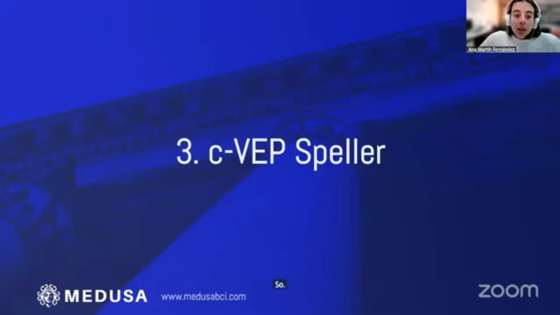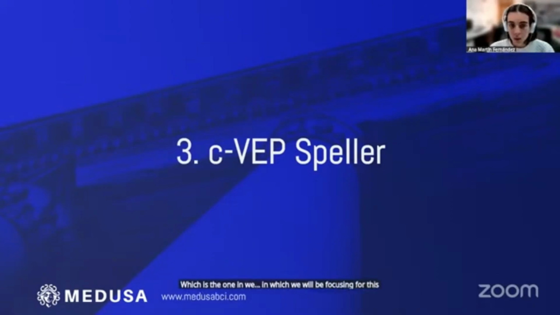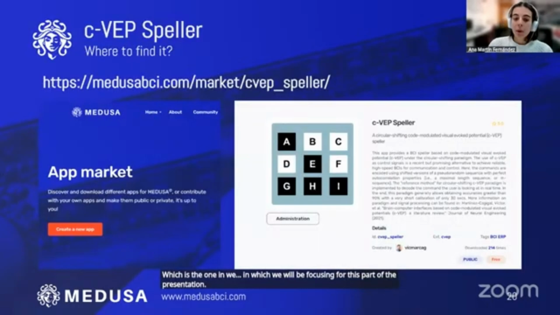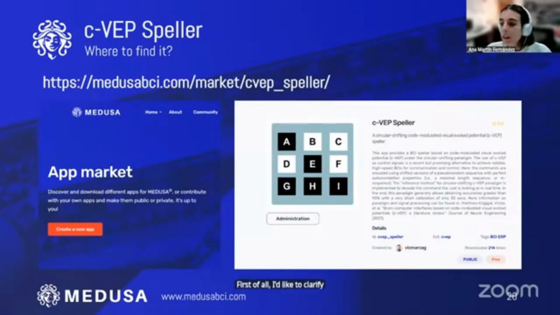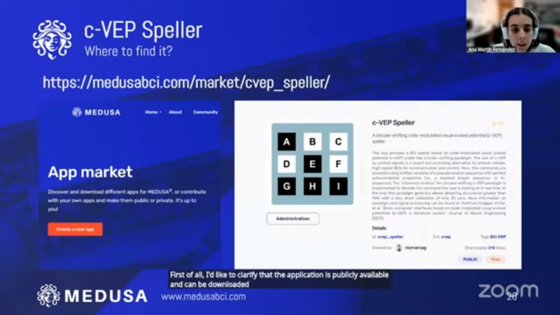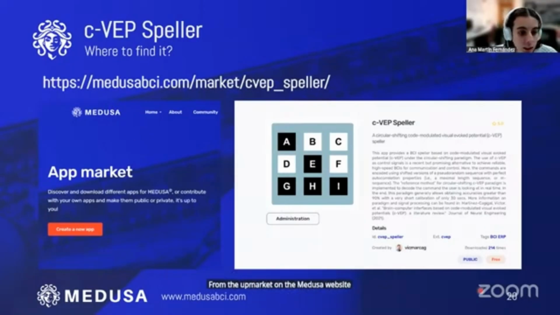So within the Medusa ecosystem, we can find our c-VEP speller app, which is the one we will be focusing on for this part of the presentation. First of all, I'd like to clarify that the application is publicly available and can be downloaded for free from the app market on the Medusa website. And here you can see the app.